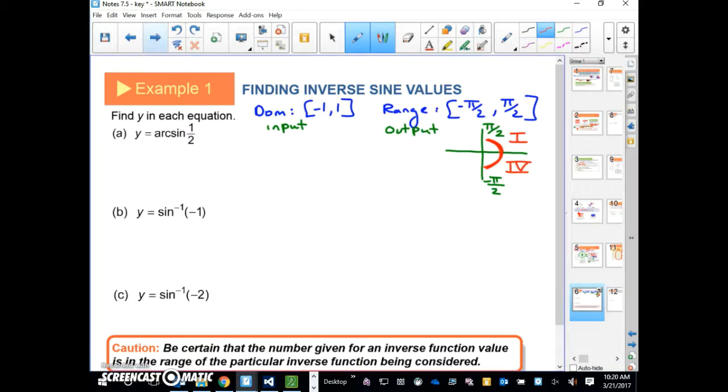So your takeaway should be this: the positive value is going to be in quadrant 1, and a negative value is going to be in quadrant 4. We're going to have to think about what and where. And so what is going to come from the chart usually. Where, if it's positive, it's in quadrant 1, and if it's negative, it's in quadrant 4.